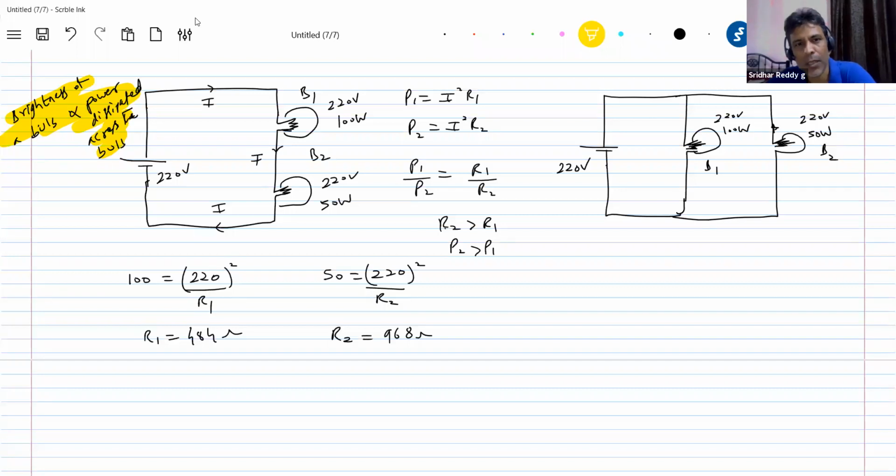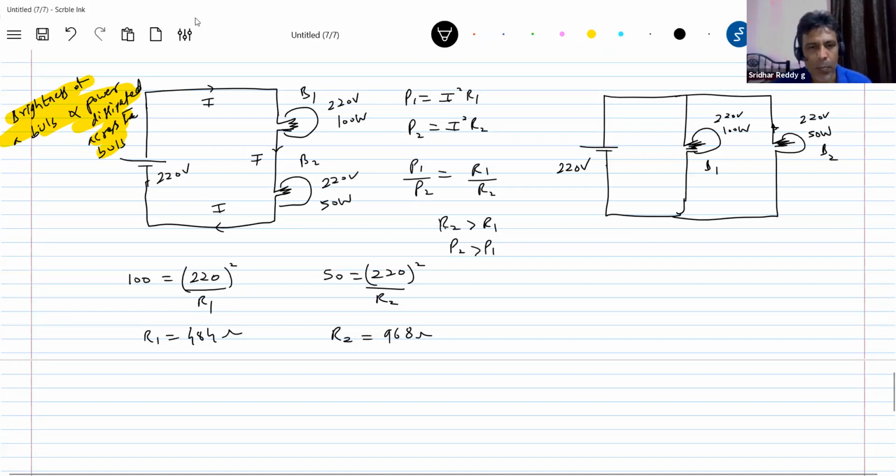Sir, are both bulbs safe? Can anybody answer? Yes, definitely. The applied voltage will be shared by them. So you have the resistances here. Apply the potential divider formula and check the drop across both the bulbs. It will be less than the maximum voltage rating, so both the bulbs are safe. That also we have to check. The bulb should be safe and it should have more brightness. So when the bulbs are connected in series, the one which has the lower power rating will have more brightness.